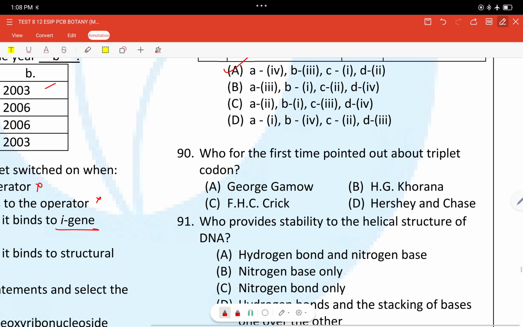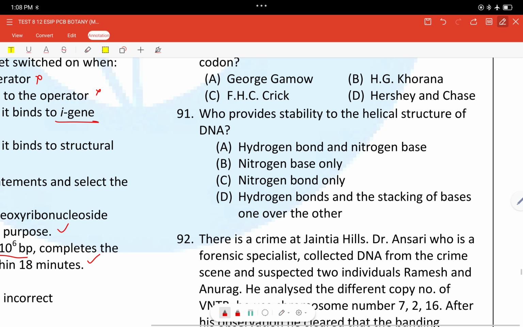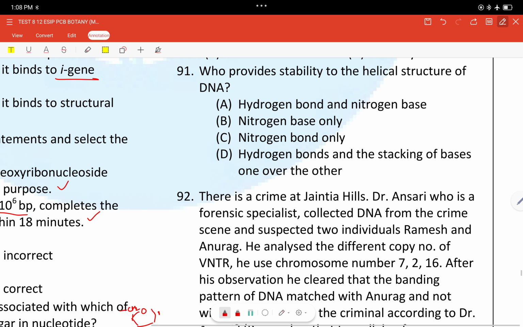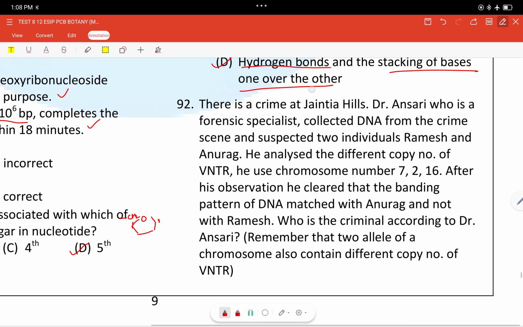Who for the first time pointed out the triplet nature of the codon? The answer to this question is George Gamow. What provides stability to the helical structure of DNA? There are two reasons: hydrogen bonds, and stacking of bases one over the other is the other reason.